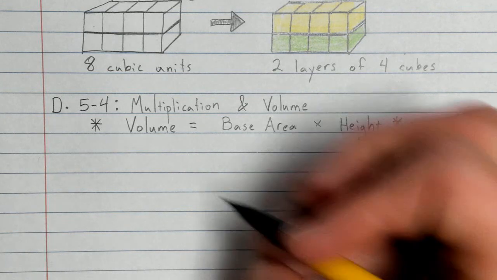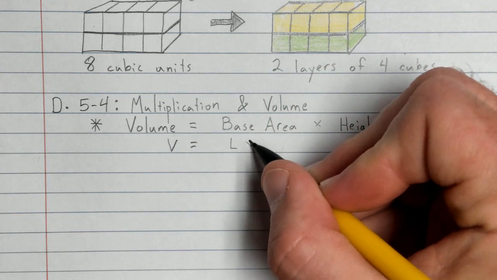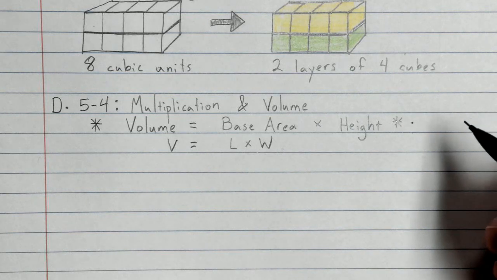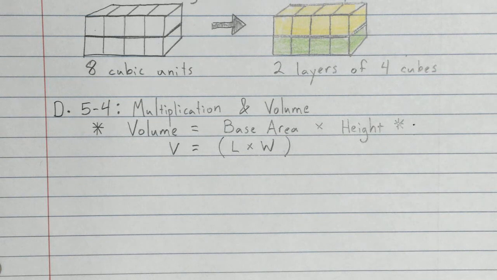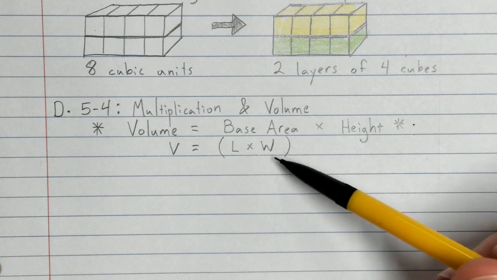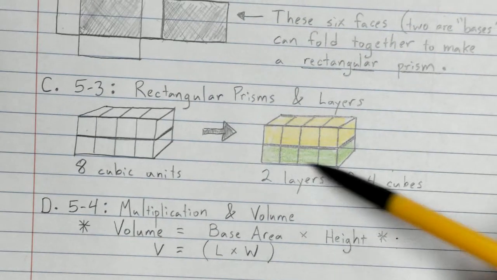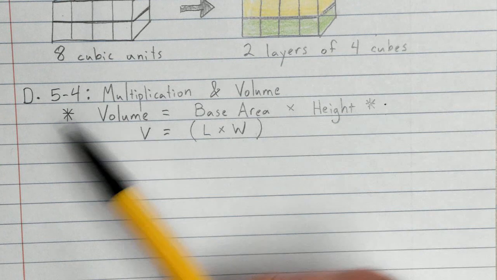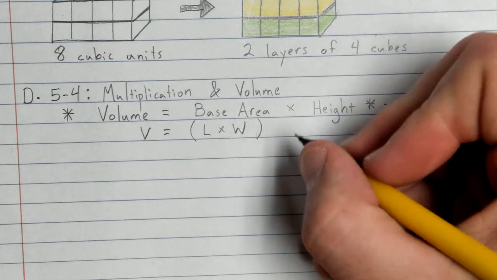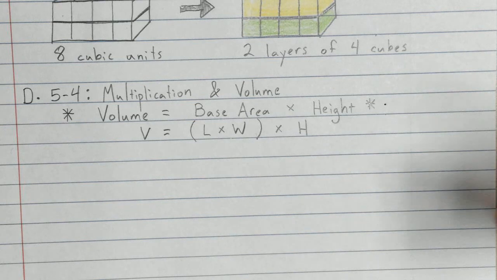Now for us, most of the time, we're going to write this as V equals length times width, L times W. And I put those in parentheses. A lot of you have been putting them in parentheses because those two together make a single value. They make the area of the base, the area of the floor, the area of the bottom. Base, base, base. Okay. Volume equals length times width times height. How many layers are there?